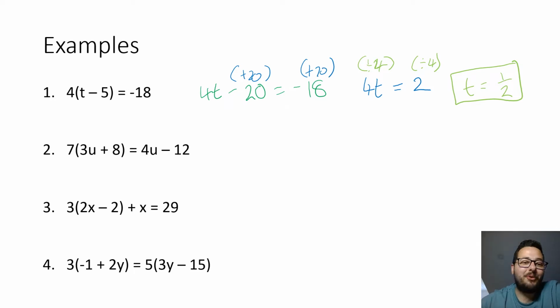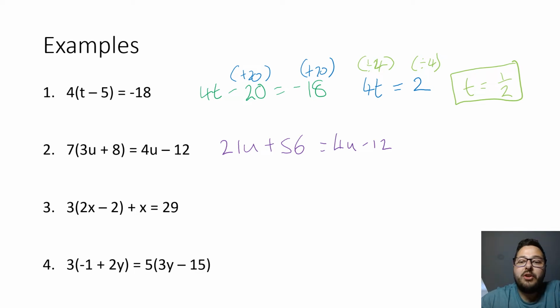Okay, next one. So we've got 7 brackets 3u plus 8 equals 4u minus 12. So again, we'll just expand these brackets. 7 times 3u is 21u. 7 times 8 is 56. And then we've still got 4u minus 12 on the right.